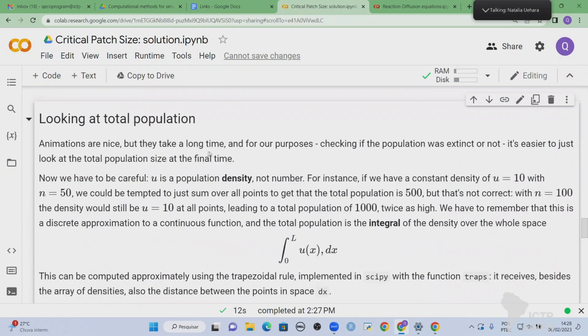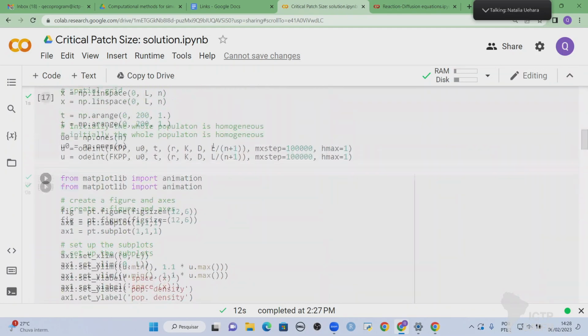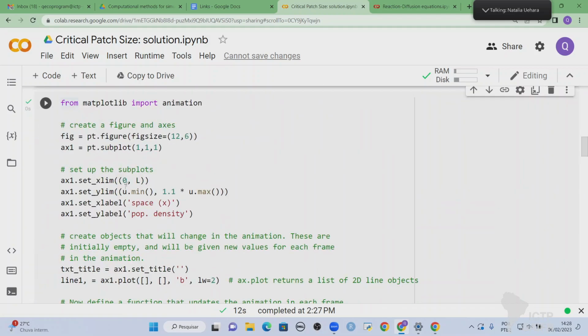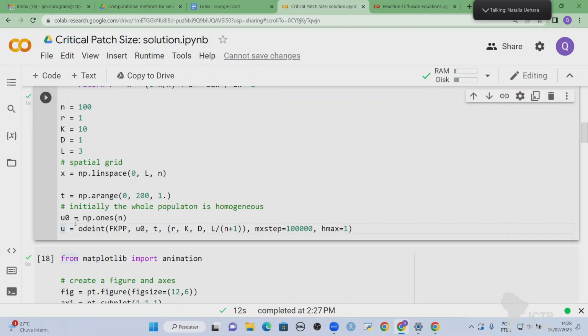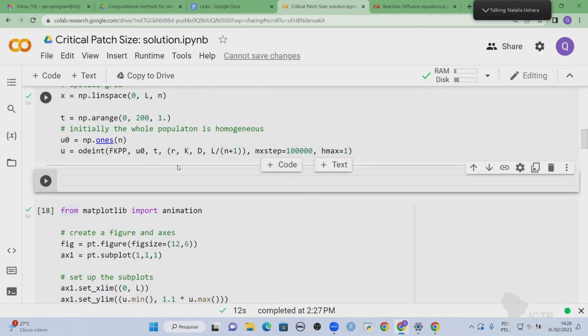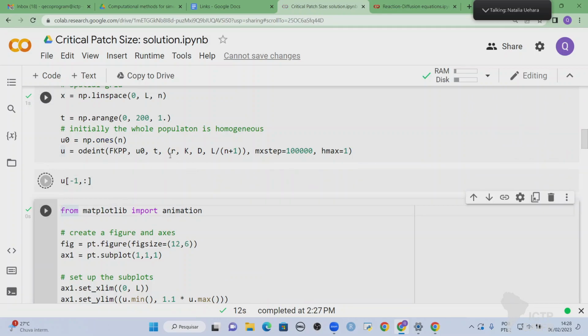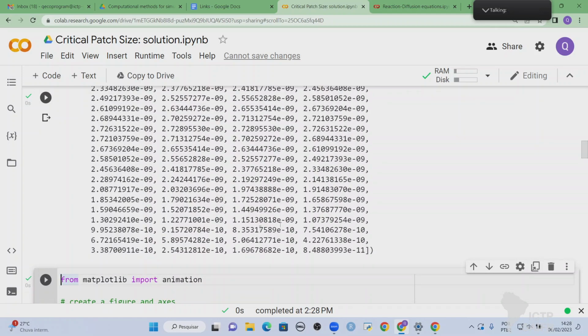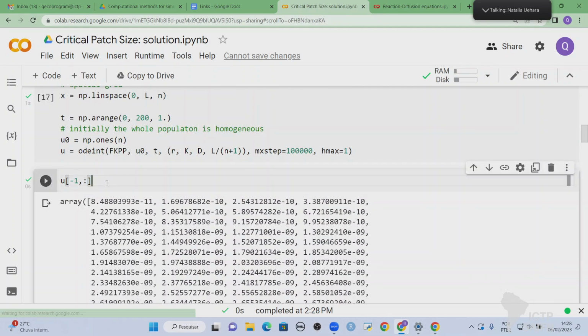So for instance, here we have n equal to 50, to 100 here, okay? So if I go here and I say, okay, my u here at the end, I can look at what is the final solution, what is the final population, okay? And I have a set of values over here. Here the density is close to 10 to the minus 9, 10 to the minus 10, yeah? If I just sum all of these values, this looks like the total population size, yeah? If I just sum the populations on every point, yeah?